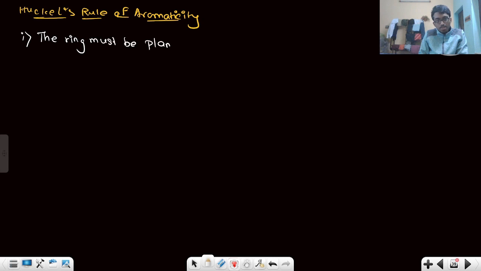If the ring must be planar, what does that mean? That sp2 hybridized carbons must be present. Clear? sp2 hybridized carbon must be present. So the ring must be planar.